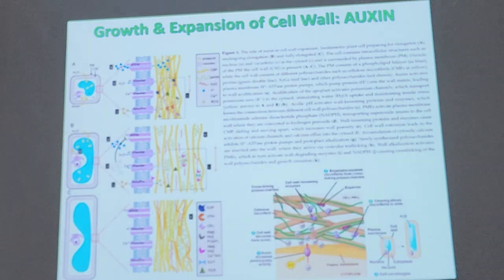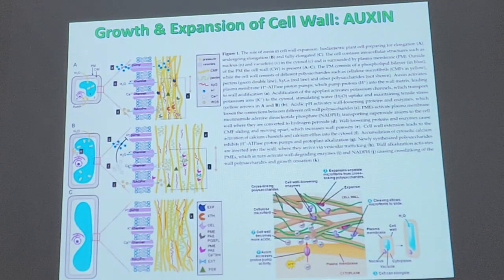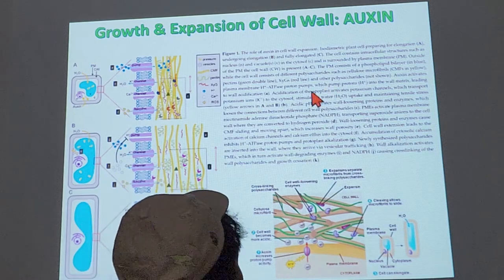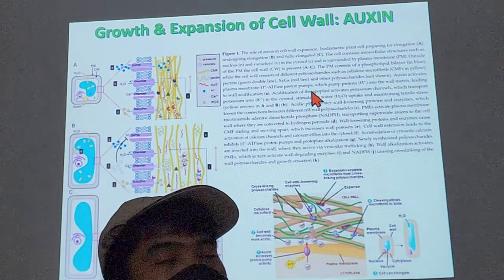Another thing is, if the cellulose has been arranged in transverse horizontal manner, but the cell wall is not loose, I mean everything is still tight, the cell still cannot grow. This is when auxin comes into place. You remember? You learned auxin, right? So this is the action of auxin. Okay. There's a long story here. Can you just read and know about it?